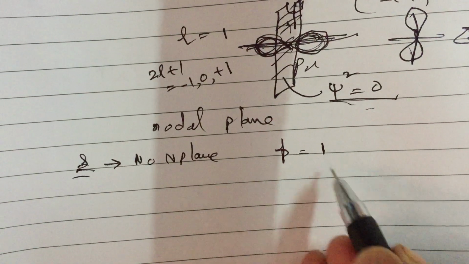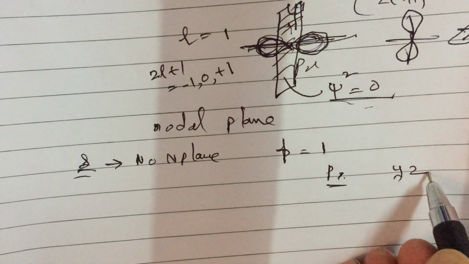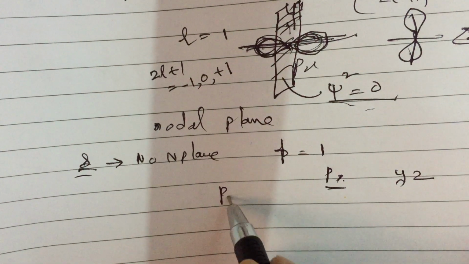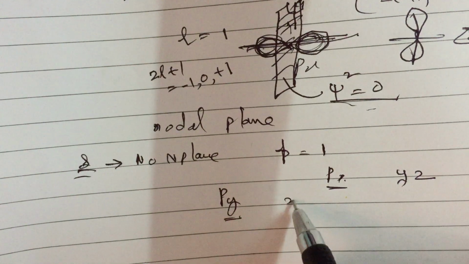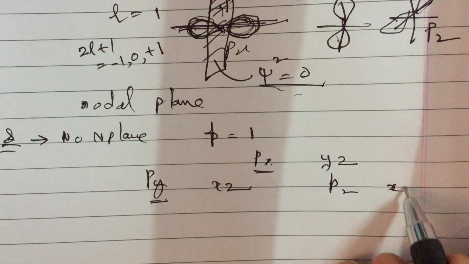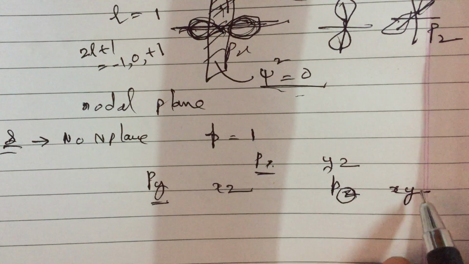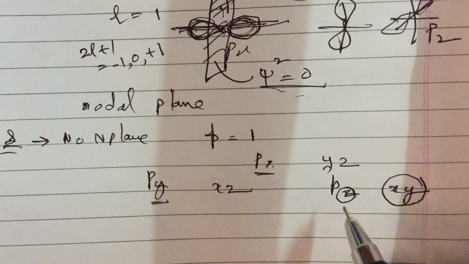What is the nodal plane of px orbital? See, if you are talking of px, yz is its nodal plane. What is the nodal plane of py orbital? For py, xz is the nodal plane. What is the nodal plane of pz orbital? It is xy plane. Look, the letter which you are using is to be excluded to arrive at the nodal plane of p orbital.